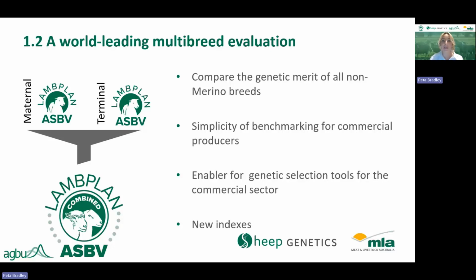So you can go to a ram sale where there are composite maternals and there are White Suffolk rams and there's Poll Dorsets or a range of other breeds that exist in Combined LambPlan, and those breeding values are coming from the same evaluation, meaning they can be compared. That's one really key benefit.